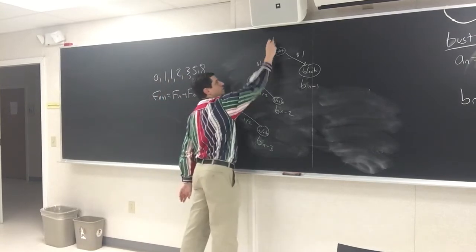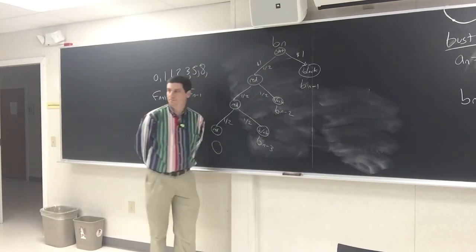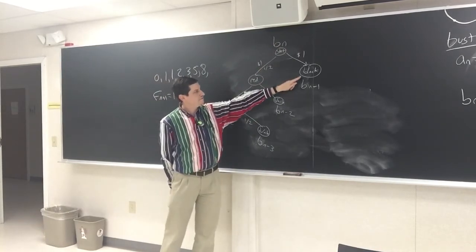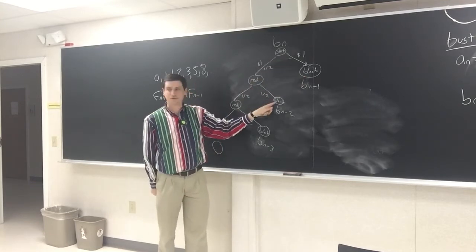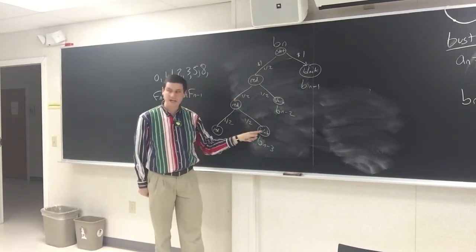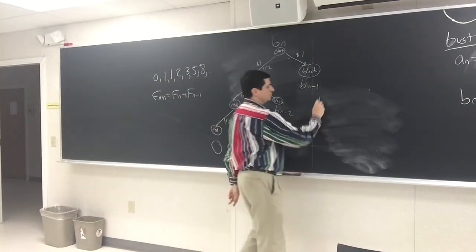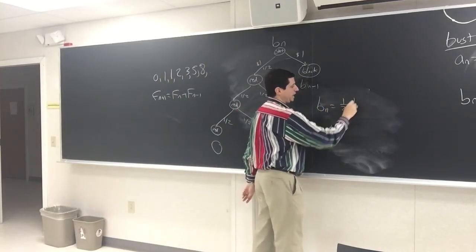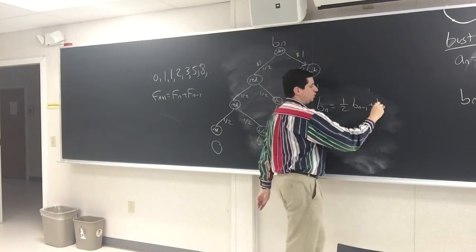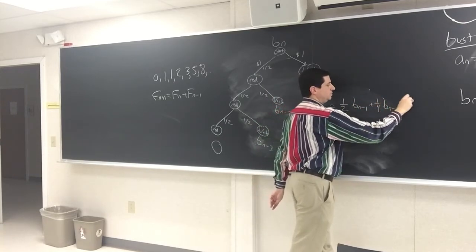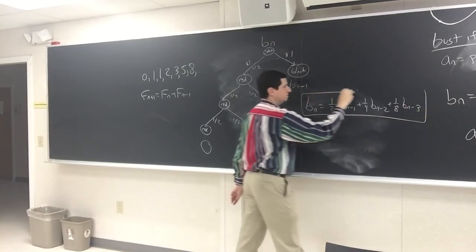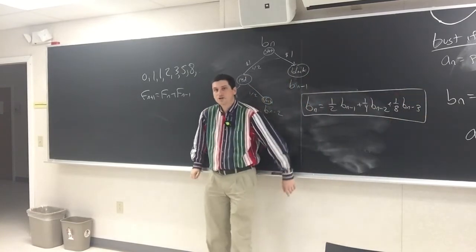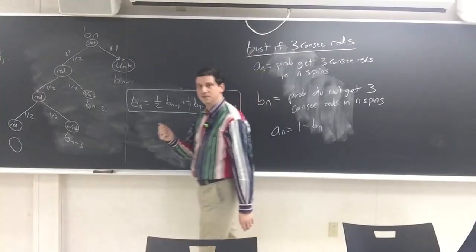So my initial quest is to calculate Bn. Bn is going to be 1/2 Bn minus 1. That's the probability I end up here. Plus 1/4 Bn minus 2, plus 1/8 Bn minus 3. So I get Bn is 1/2 Bn minus 1, plus 1/4 Bn minus 2, plus 1/8 Bn minus 3. It turns out that there's a way to solve this and write down a closed form expression that will give you the value of this for any n.